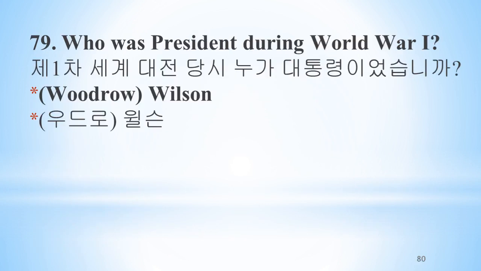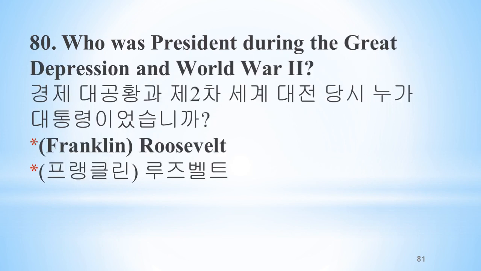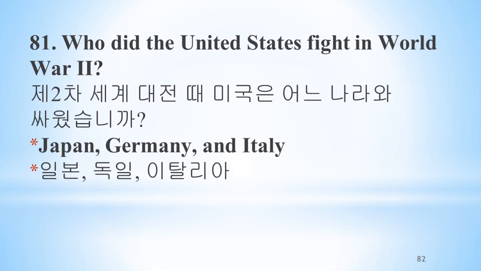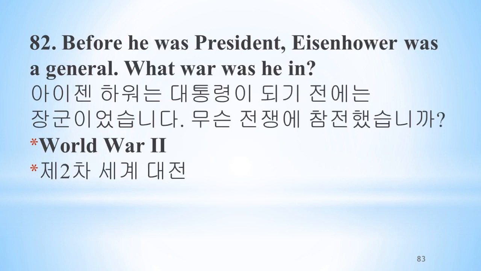Who was president during World War I? Woodrow Wilson. Who was president during the Great Depression and World War II? Franklin Roosevelt. Who did the United States fight in World War II? Japan, Germany, and Italy. Before he was president, Eisenhower was a general. What war was he in? World War II.